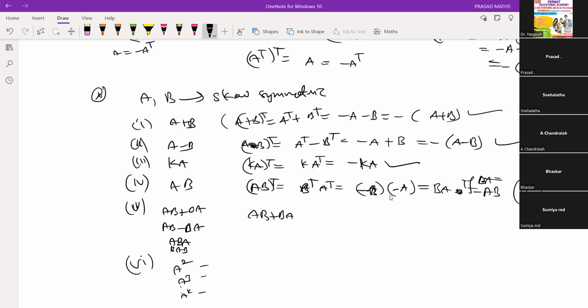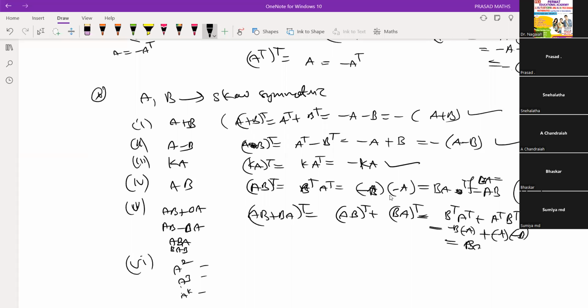Similarly, AB plus BA, what about this? AB whole transpose, BA whole transpose. That is B transpose into A transpose, next A transpose into B transpose. So what is this? Minus B minus A plus minus A minus B. That is BA, next AB. So AB plus BA whole transpose is equal to AB plus BA. See, this is a symmetric matrix, not anti-symmetric. Sorry, it is symmetric, not anti-symmetric.